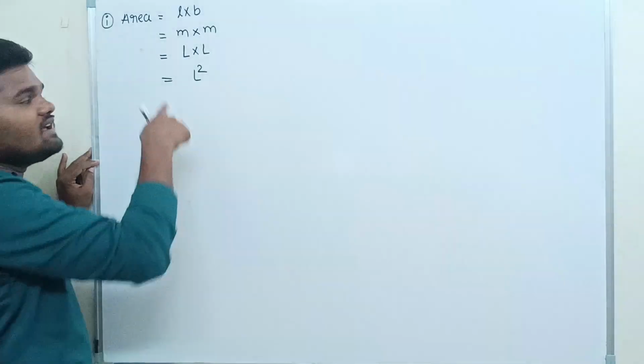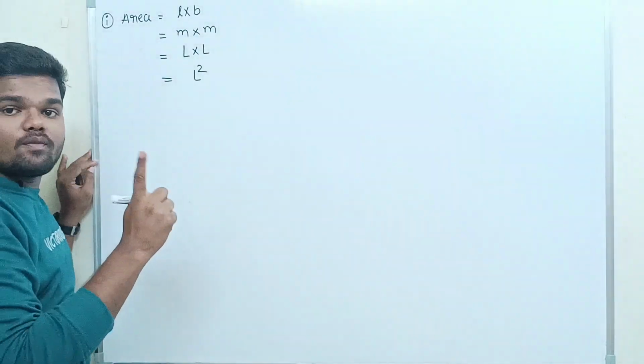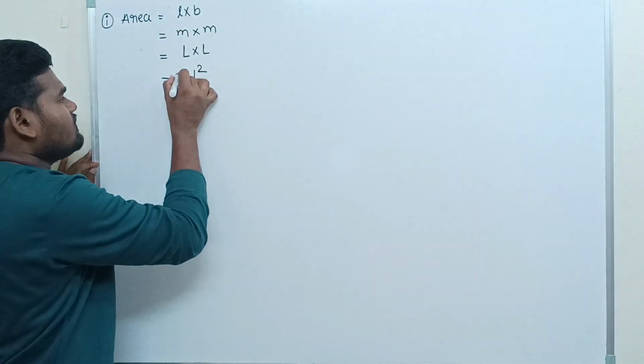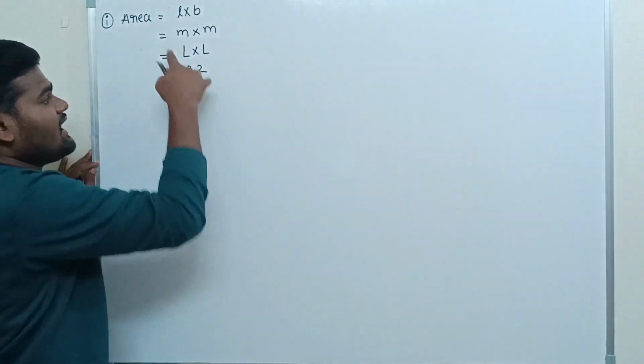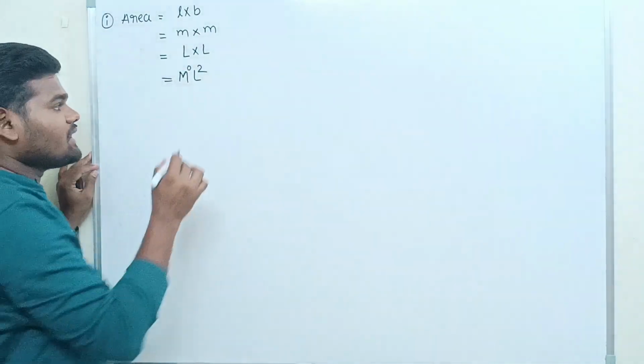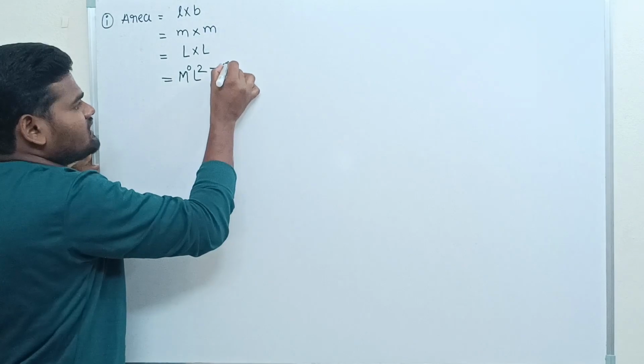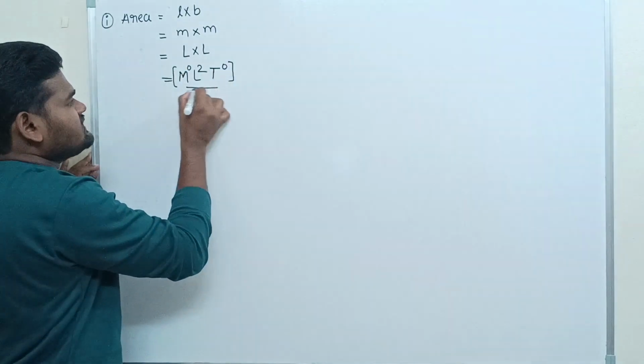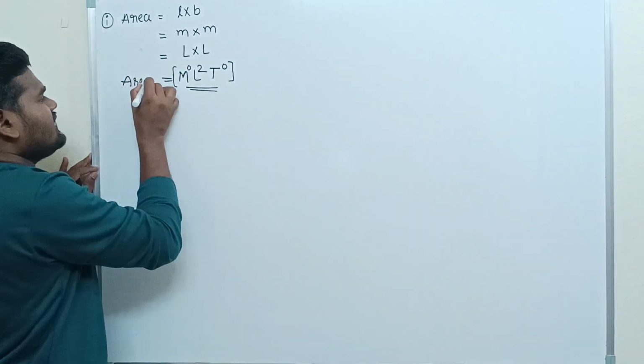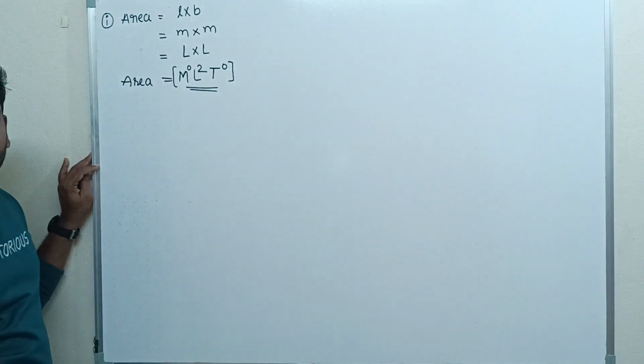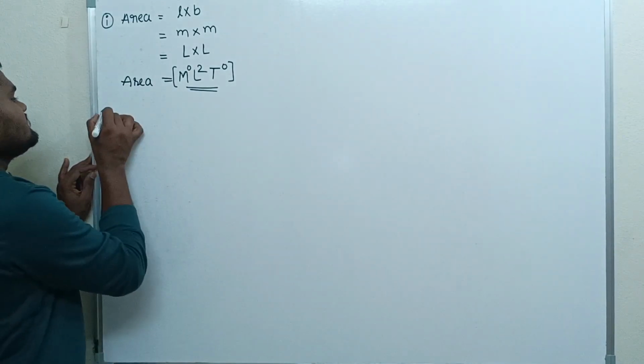Any mass term present here? No mass term will be present, so mass power is 0. Any time term is there? No time term will be present, so time power is 0. So this is the dimensional formula of area. Are you getting? Right.